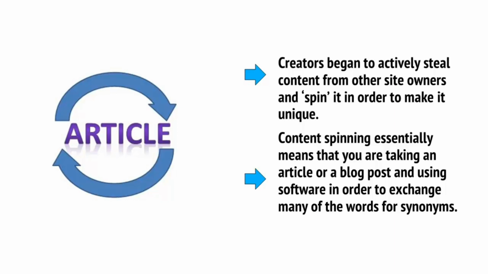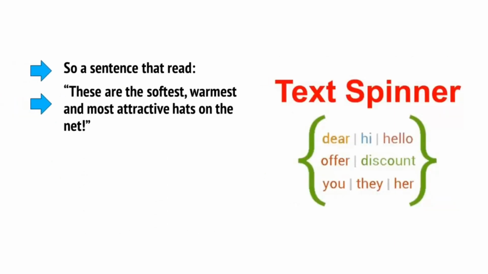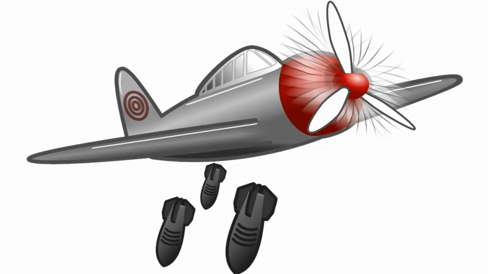So a sentence that read, "These are the softest, warmest and most attractive hats on the net," would become, "These are the most comfortable, most insulating and most beautiful hats on the web." And because the site owner didn't have to write that content themselves, this meant they could publish thousands of posts in a short space of time and bomb Google.